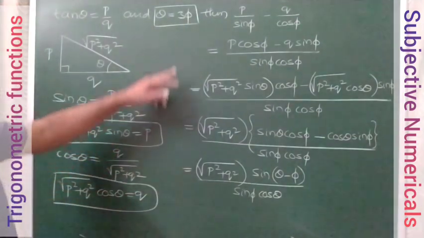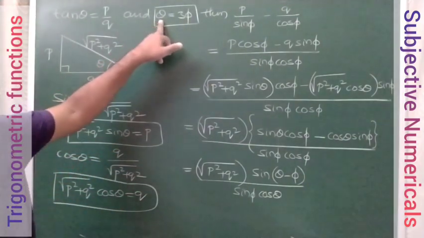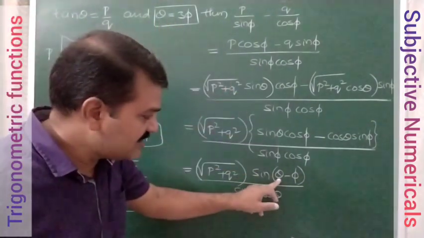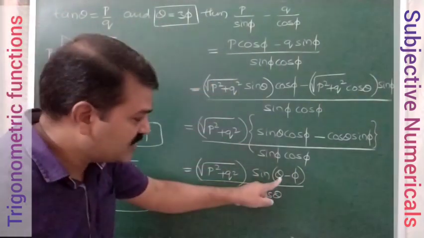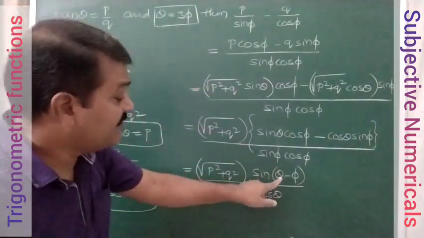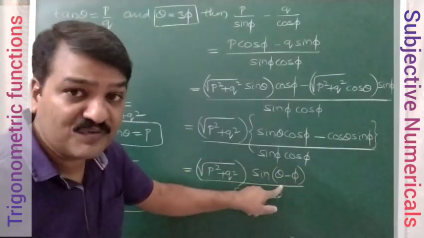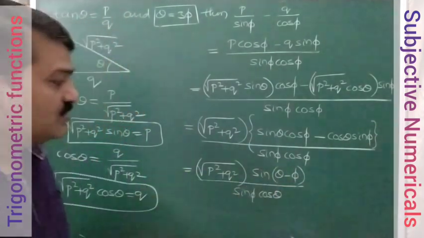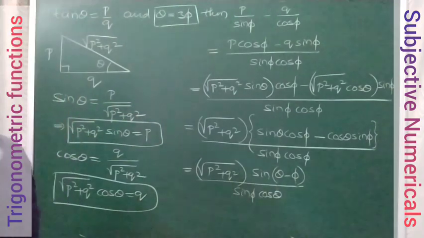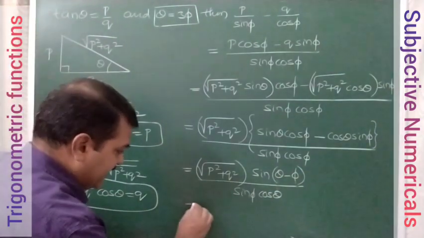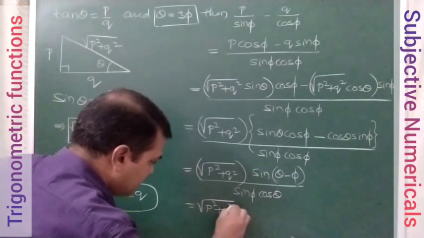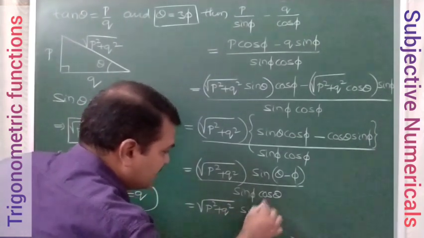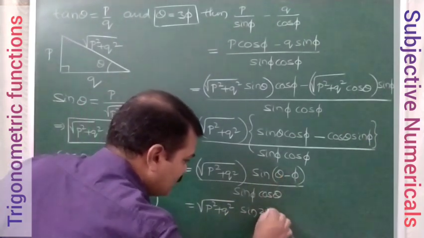So what is theta? Theta is 3 phi. So use here in place of theta, write 3 phi. So what is this now? This is sin of 3 phi minus phi. So 2 phi will come here. Okay. So sin of 2 phi here. So therefore we will get like this. Under root P square plus Q square into sin 3 phi minus phi means 2 phi.